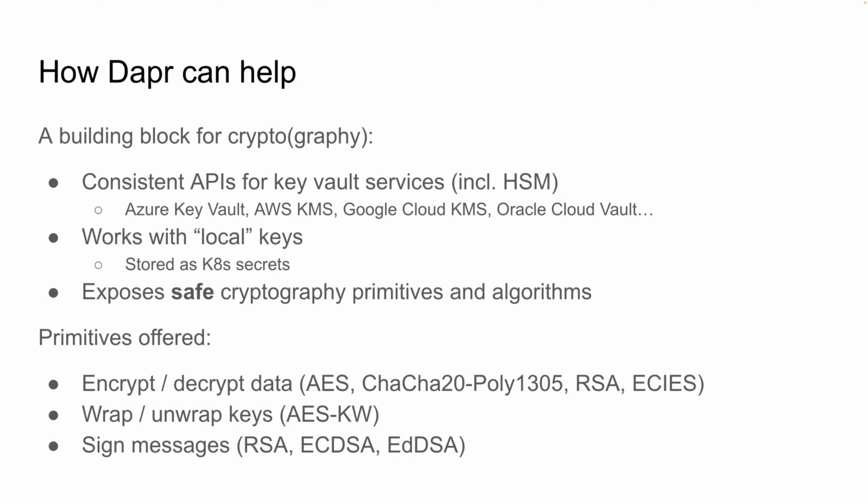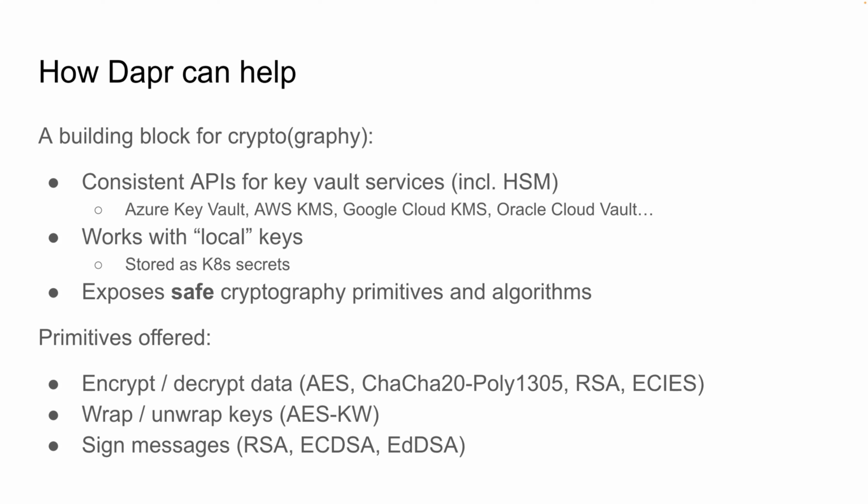We can offer the ability to wrap and unwrap keys, like with AES KeyWrap. It's a special variant of AES that is specifically optimized for keys. And we can sign messages with RSA, ECDSA that uses the NIST curves, and maybe even EdDSA if we want to support Bernstein curves. What's missing here is verifying signatures, because generally that does not require working with private keys, but we can still offer that as well as an extra component.